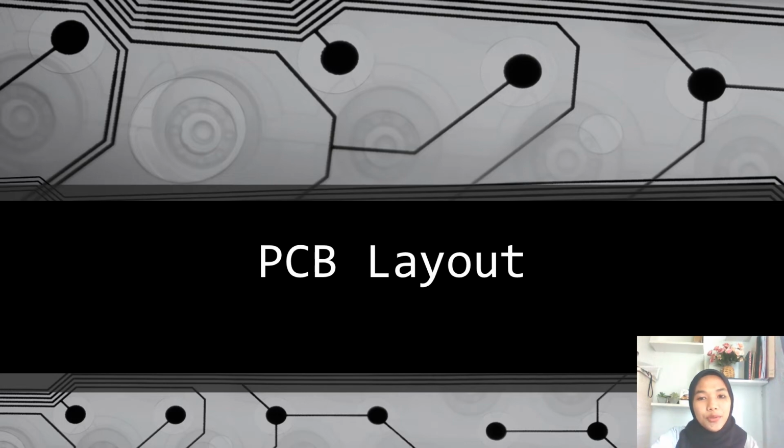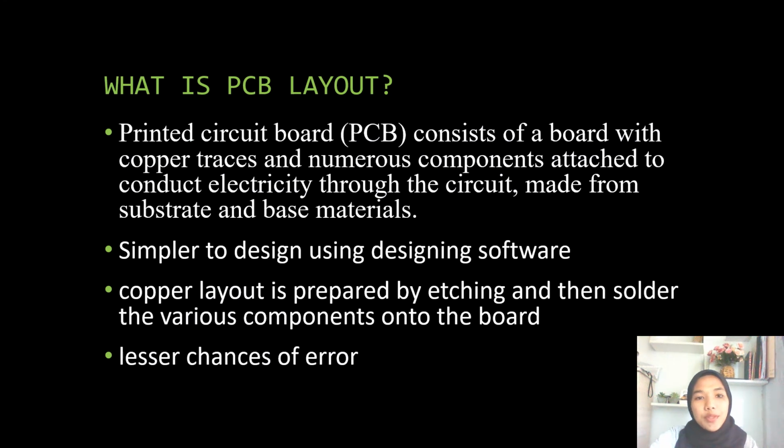Alright, now I will continue with the PCB layout of our project. What is a PCB layout? A printed circuit board, or PCB, consists of a board with copper traces and numerous components attached to conduct electricity through the circuit. It is made from a substrate and base material. It was simpler to design using design software, which in this assignment is Proteus. The copper layer is prepared by etching and then the various components are soldered onto the board. There are fewer chances of error when we use a PCB layout to make a prototype of our system.